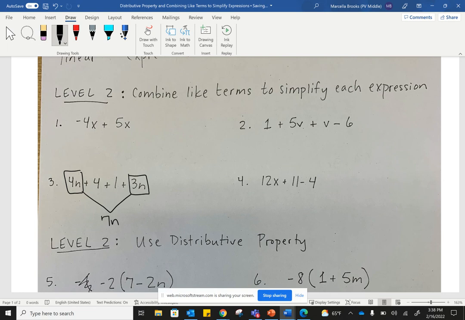Now I'm going to draw a different shape to identify my other like terms. I can combine 4 and 1 because they both are constants, so they are numbers that don't have any variables or any letters attached to them. What's 4 plus 1? That's right, you guessed it, it's 5. So this is my simplified expression.